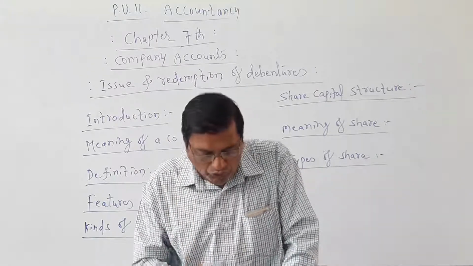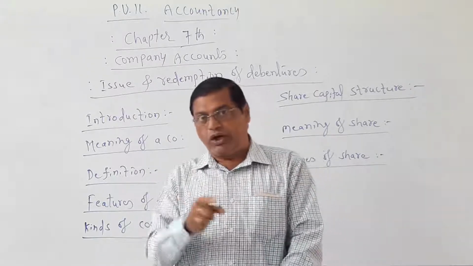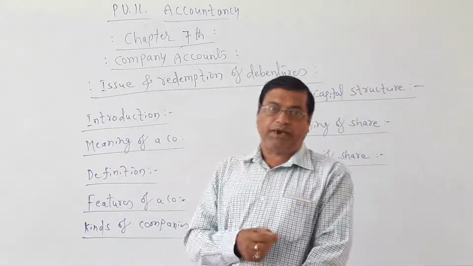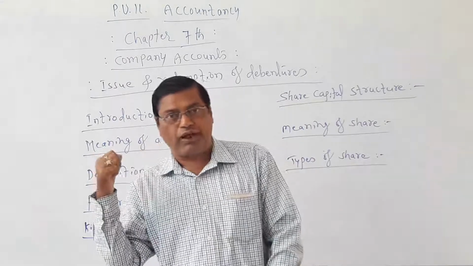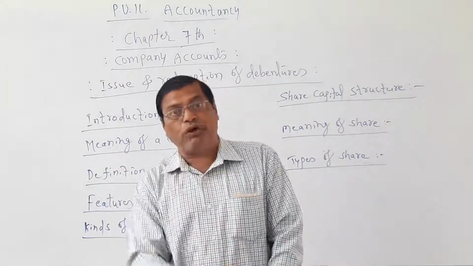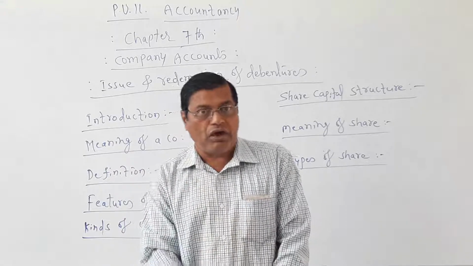Second, with a view to earn profit. What is the main objective of this company? The main objective of this business organization is to earn profit. This is the second characteristic. Earn profit.